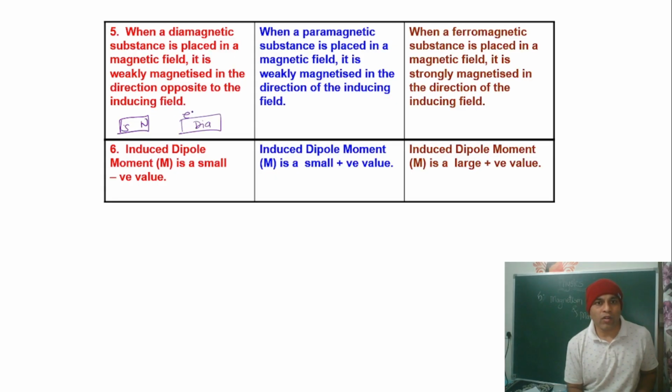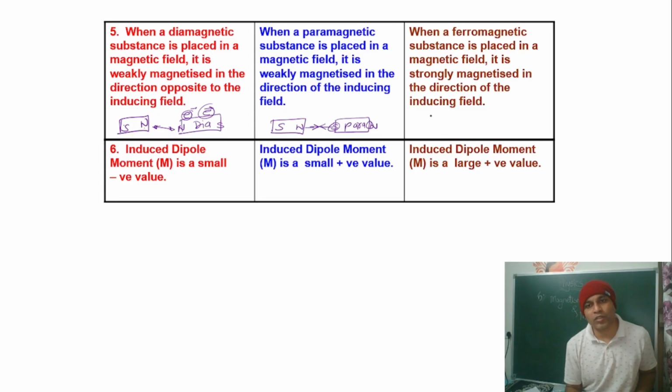Whenever you have a magnet from north to south, and you keep a diamagnetic substance near it, the alignment will try to be north here and south on this side, so they will repel each other. And in the paramagnetic case, it will try to be south here and north here, and at the ends it will try to be south, so they will attract each other.